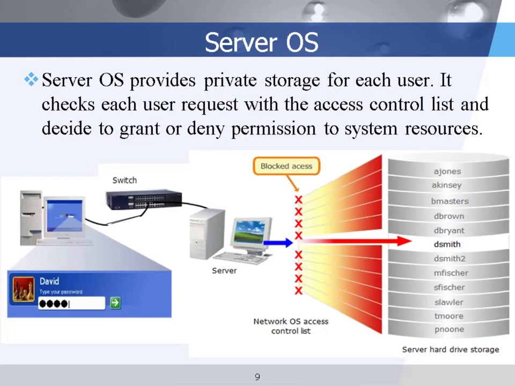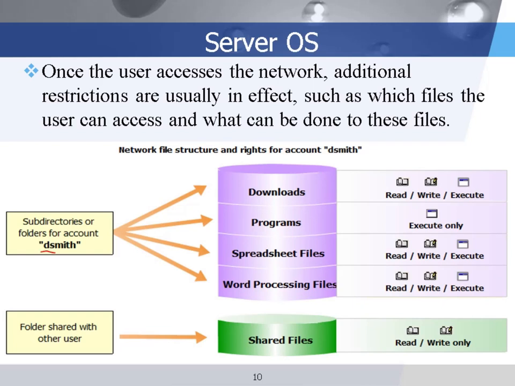The server OS provides private storage for each user. It checks each user request with the access control list and decides to grant or deny the permission to system resources. So if you have multiple users, we can grant different access control to different users. So here it shows, suppose one user can have different access control on different folders. For this folder, we have the read, write, and execute permission. And for this folder, we have the execute only permission. So for different files or folders, we can have different permissions. This is pretty important for servers because servers are usually shared by multiple users.